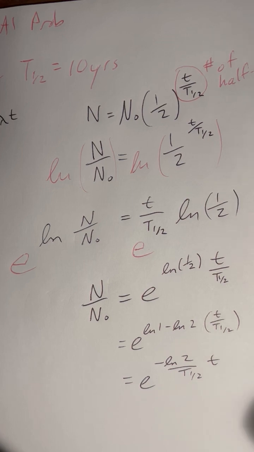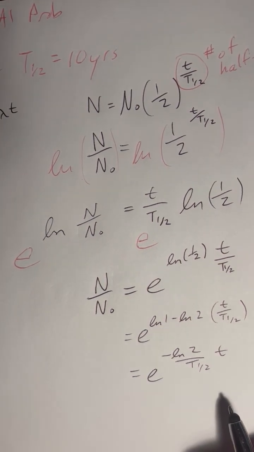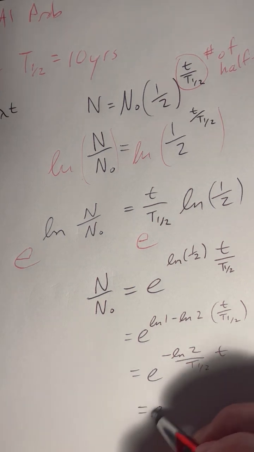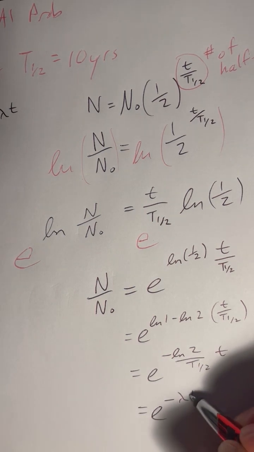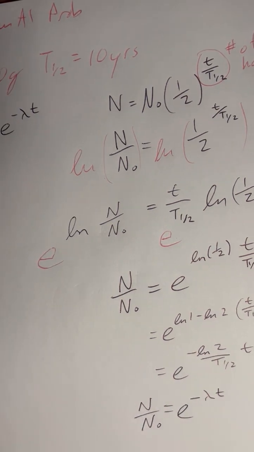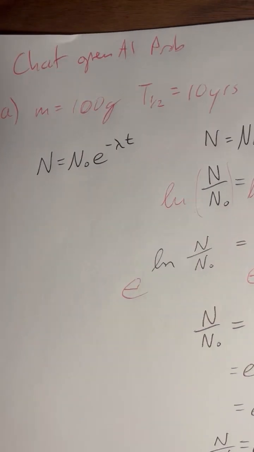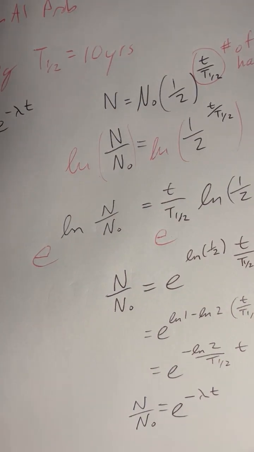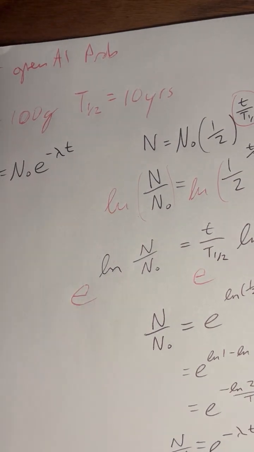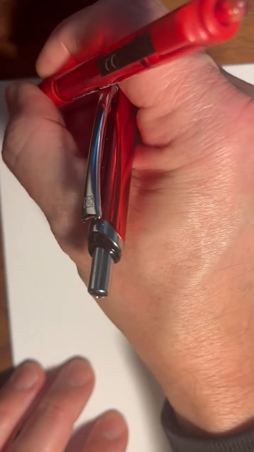We said that lambda is ln of 2 over the half-life. So this is e to the negative lambda t. And you see that these two answers are really the same. Okay. So that would be the equation that the chatbot wanted us to do.